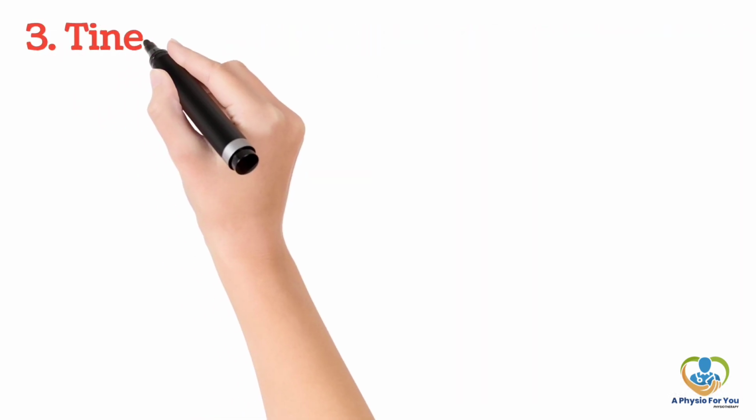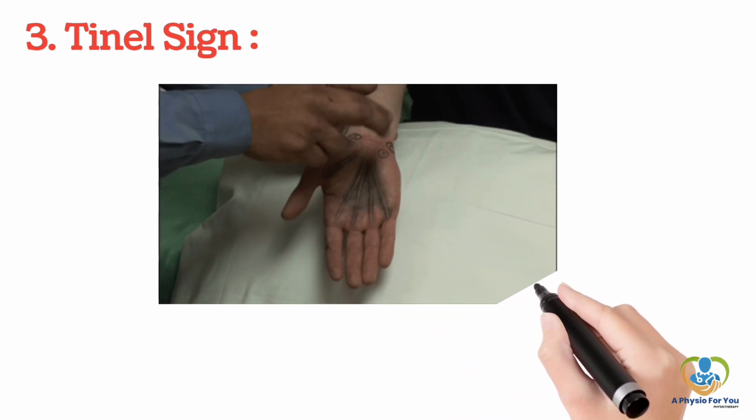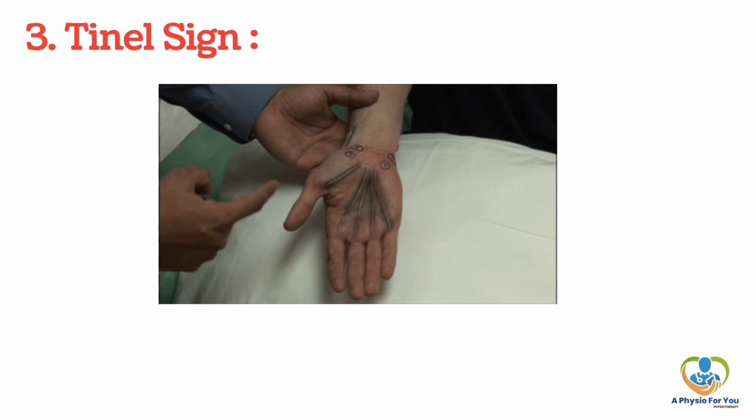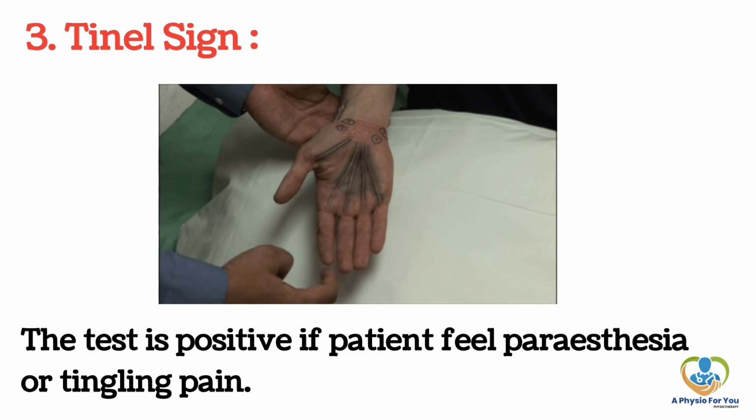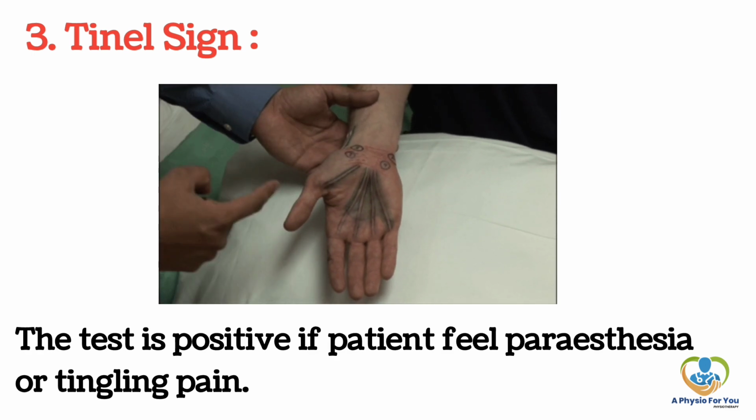Number 3. Tinel's sign. The examiner taps with two fingers over the path of the median nerve. The test is positive if patients feel paresthesia or tingling pain.